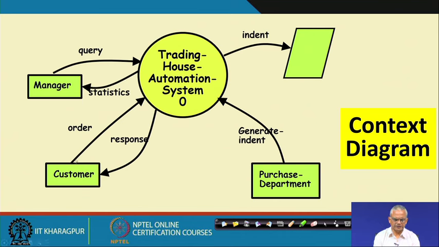So, the customer places orders and receives a response, which is the material issue slip and also messages like item not dealt with by the trading house system, etcetera. The manager can raise statistical queries and get statistics. The indents are placed on the vendors and the purchase department places the generate indent request.